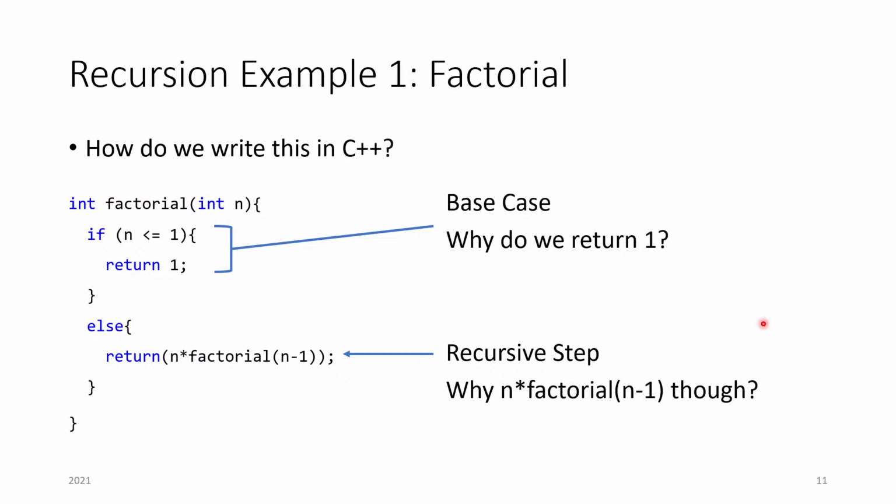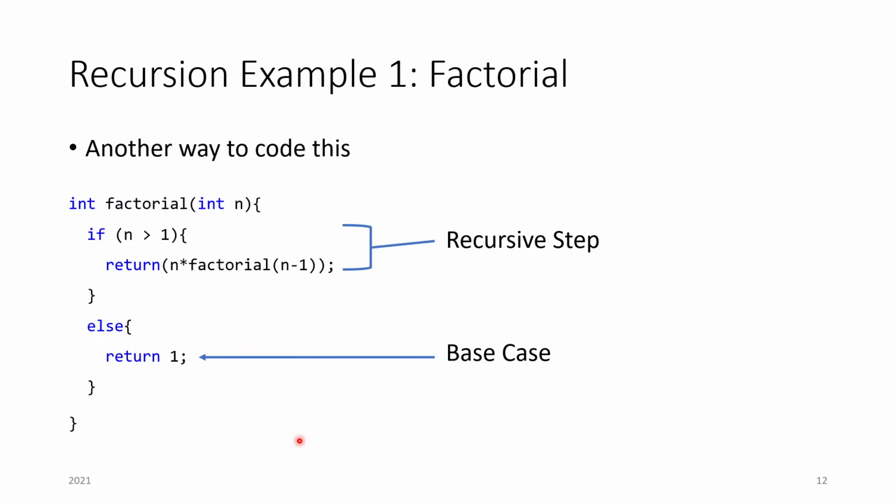Okay. So this is one way we can go about writing our factorial example in C++ code. We can also flip the recursive step and the base case in our implementation, and put the recursive step in the if statement and have the base case be our else statement. Either way is fine. Both of them are going to do exactly the same thing. It's just a matter of how you implement it.